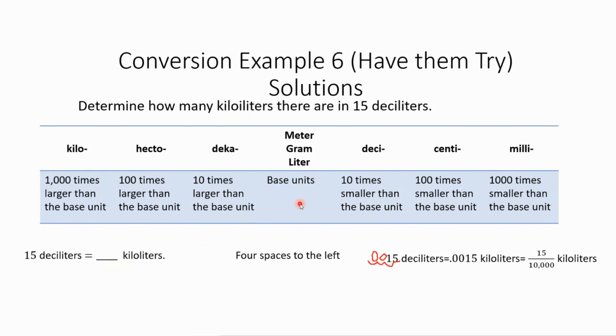Yes. So like you said, it was deciliters to kiloliters. What if it was deciliters to hectoliters, the one right before kiloliter? Would that just be three? Exactly, three spaces to the left. Same thing with three. Okay, 0.015. All right.